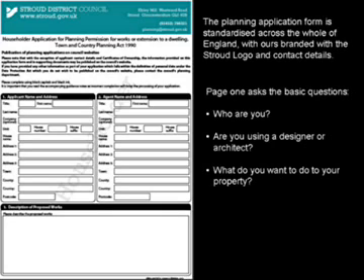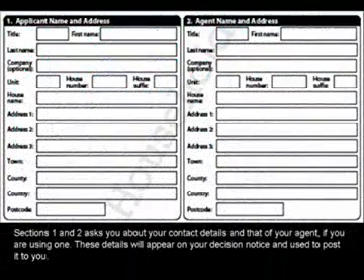Page 1 asks the basic questions. Who are you? Are you using a designer or architect? And what do you want to do to your property? Let's look in more detail at sections 1 and 2.